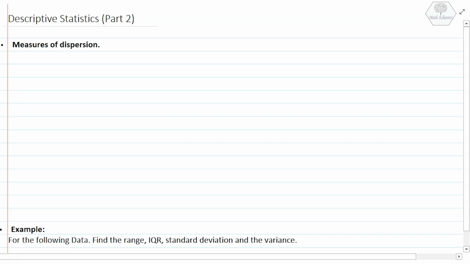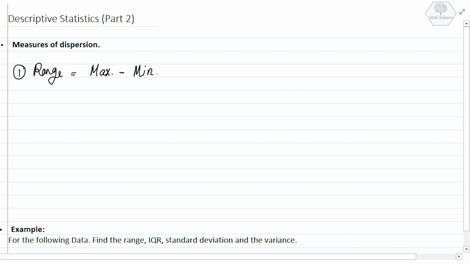Our lesson now is about the measures of dispersion. The measures of dispersion represent the spread of data. The first measure of dispersion that we must know is the range. The range is simply equal to the maximum value within the data minus the minimum value.